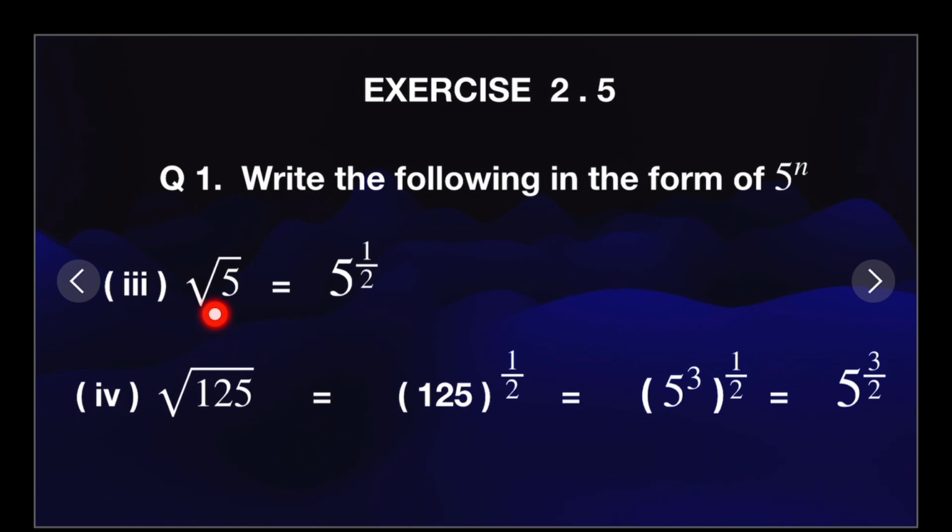Number 3, square root of 5. So this becomes a fractional index. So 5 raised to 1 upon 2. Square root always takes the form 1 upon 2. Cube root will take 1 upon 3. Square root of 125 raised to 1 upon 2. And then do the factors of 125, you get 5 raised to 3. Then multiply these two, you get 5 raised to 3 by 2.